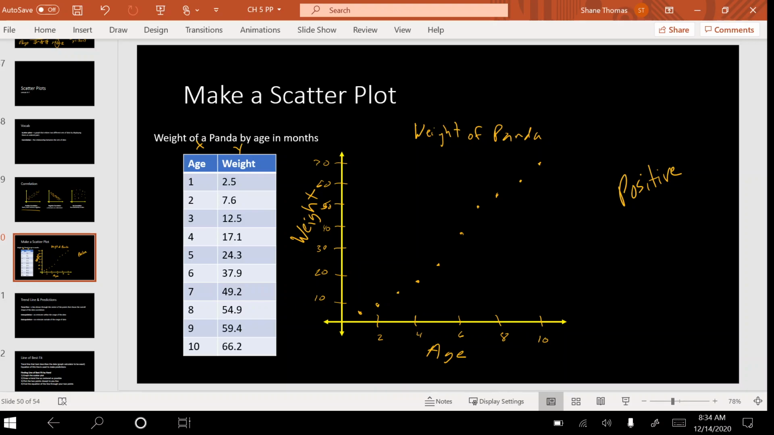Questions on how we drew the graph, first off. No.